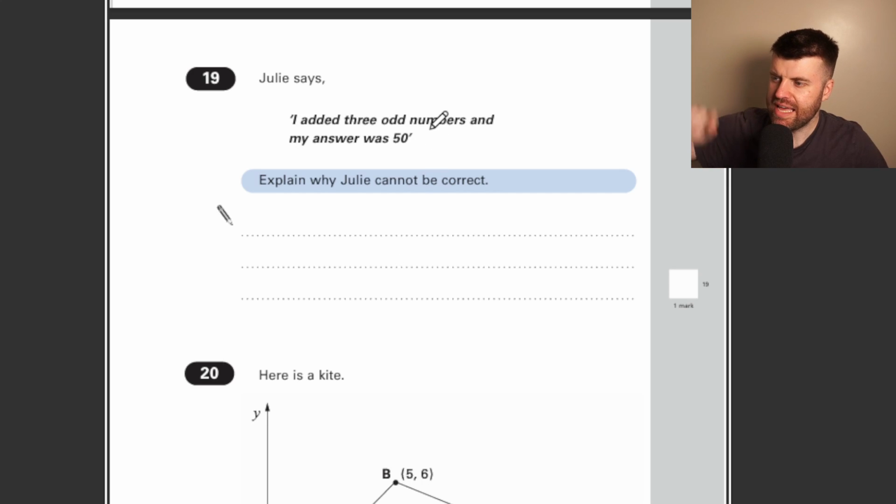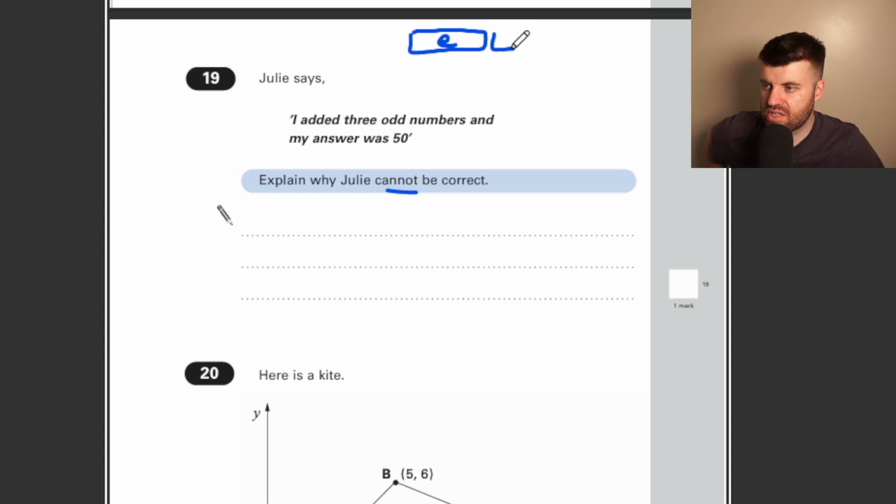Julie says, I added 3 odd numbers and my answer was 50. Explain why she cannot be correct. I'm going to show you a little something here. Okay, this is something I remember learning at school. Every single odd number you can ever think of is an even number plus 1. Now that works for any odd number you can think of.